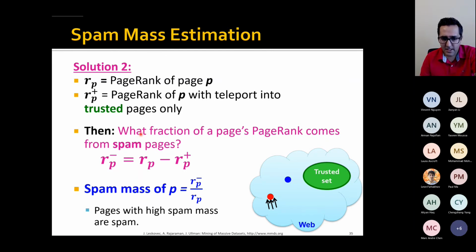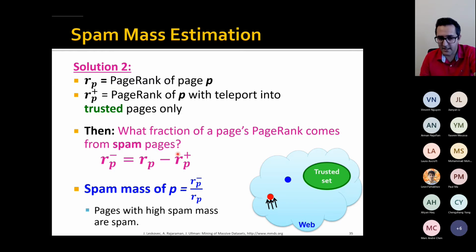And now we can actually calculate the fraction of a page's score from spam pages, and we represent that as R sub p minus. So it's the regular PageRank score minus the score it gets when we have a set of trusted nodes.